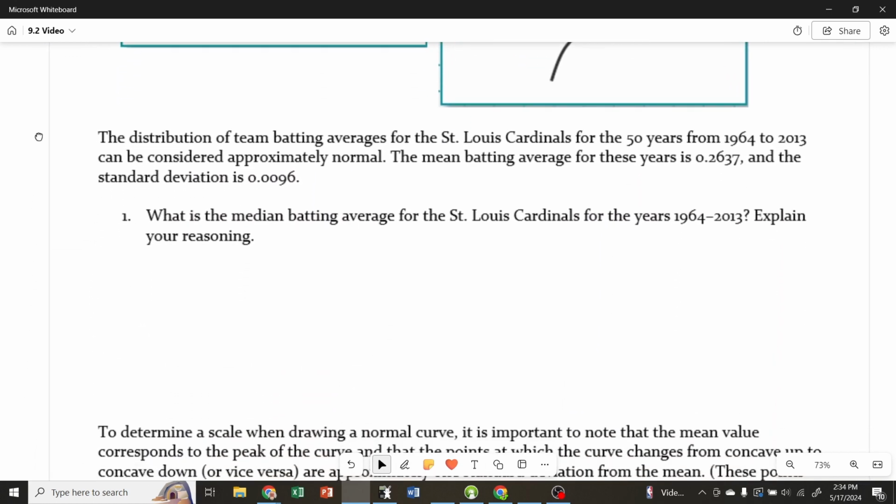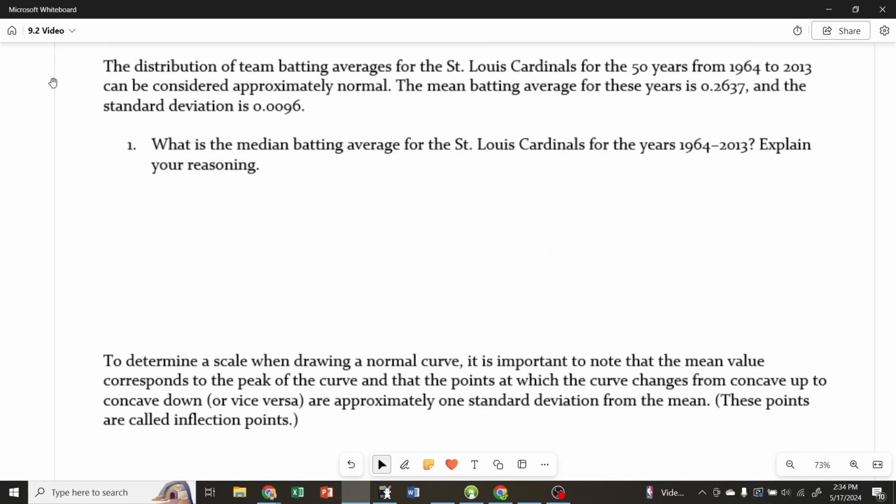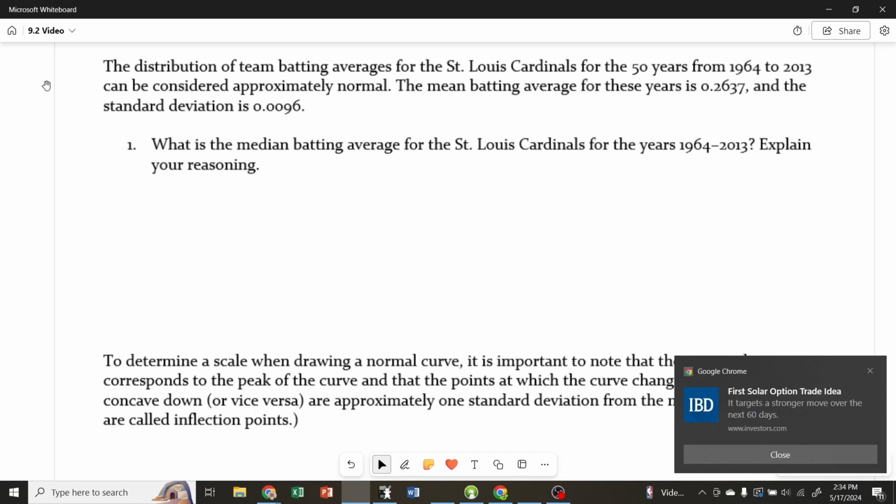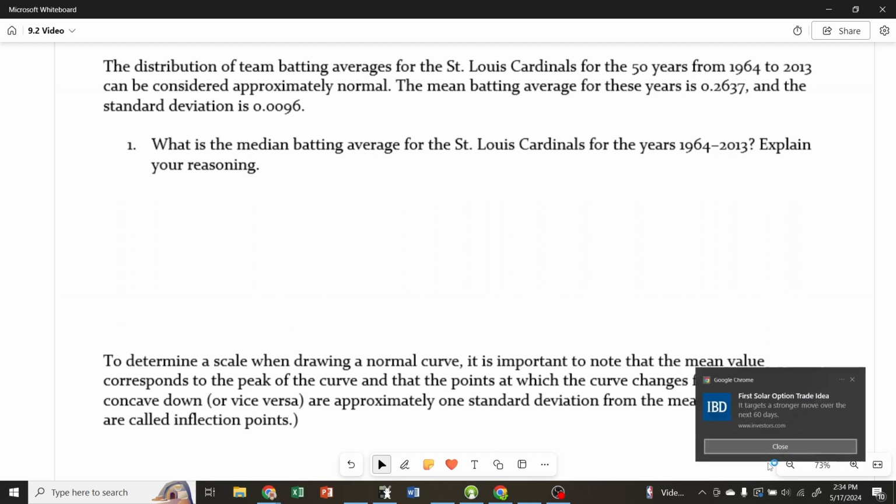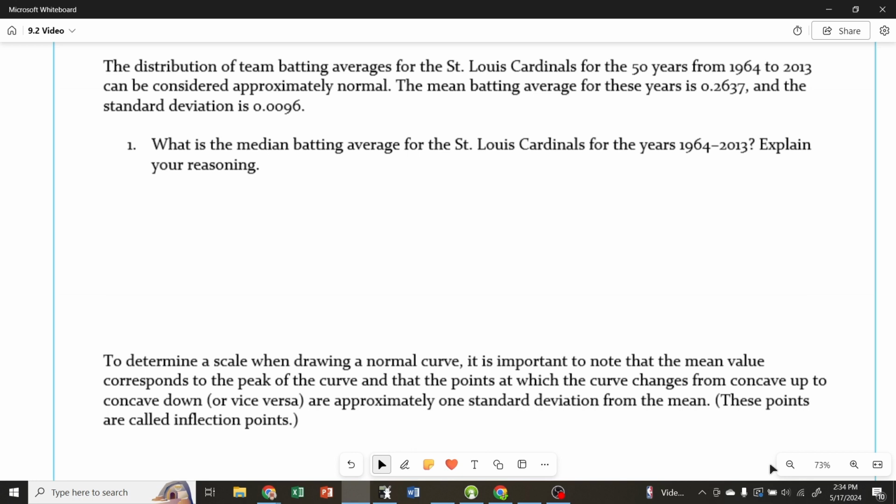All right, so we're going to talk about the distribution of team batting averages for the St. Louis Cardinals for the 50 years from 1964 to 2013. And these can be considered approximately normal. The mean batting average for these years is 0.2637, and the standard deviation is 0.0096. So what would the median be?